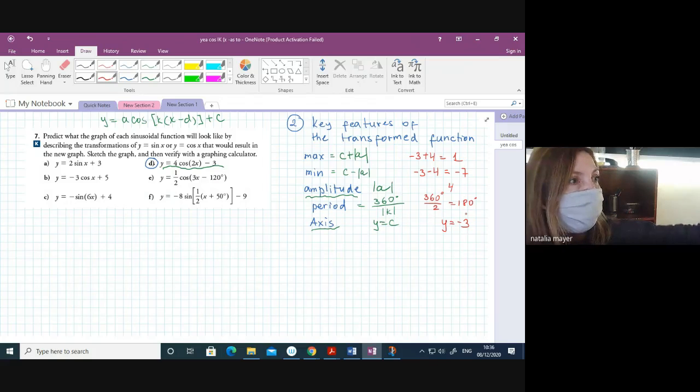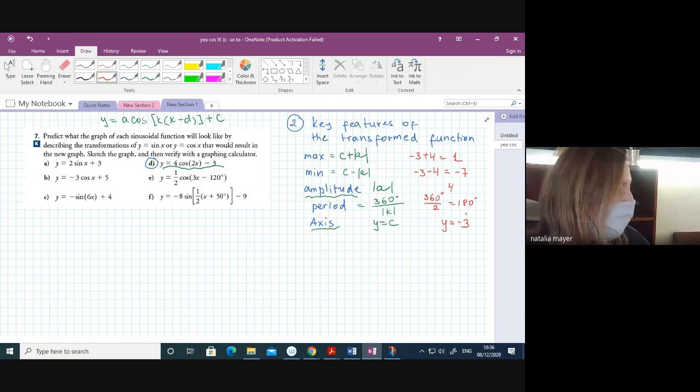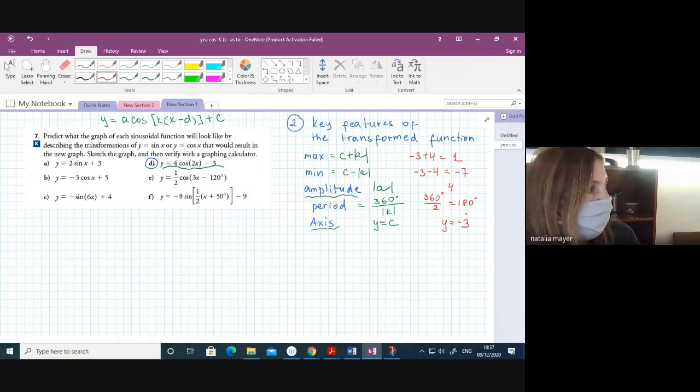Compressed. It used to be 360. It became 180. It got compressed. And this makes perfect sense because if you think about the factor of transformation, it's 1 over 2. So whenever you multiply something by a fraction less than 1, it will become smaller.